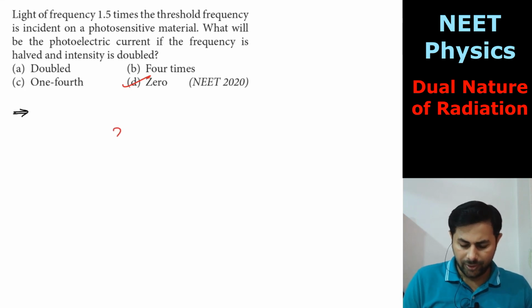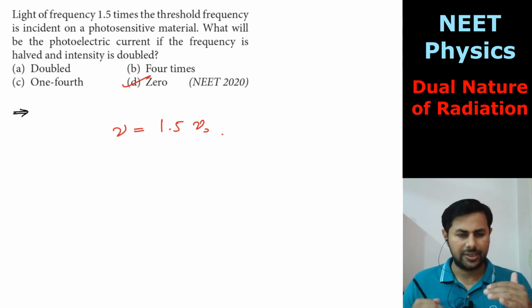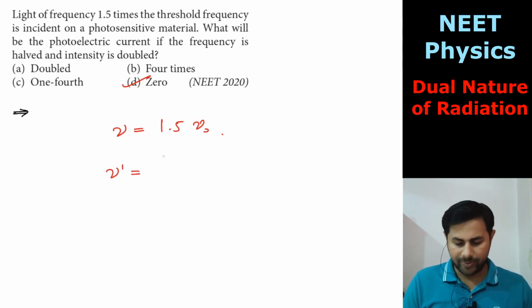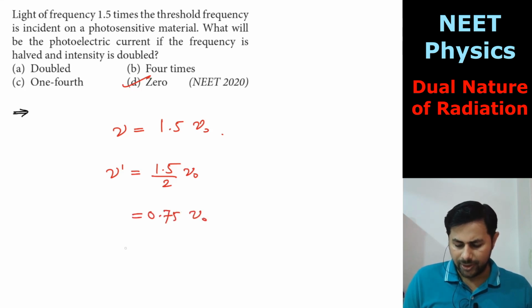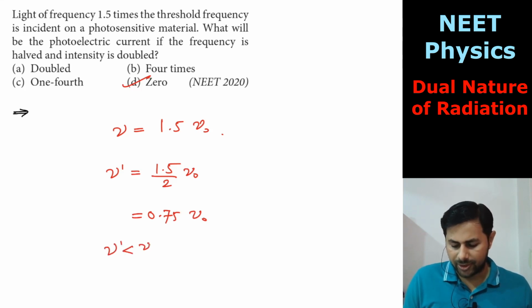Okay, so nu is equal to 1.5 times nu naught, the threshold frequency. This is given. So if the frequency is halved, that means nu prime is equal to what? It's equal to half of this, 1.5 divided by 2, of nu naught. That means 0.75 of nu naught. So if it is 0.75 times nu naught, then nu prime is less than nu naught.